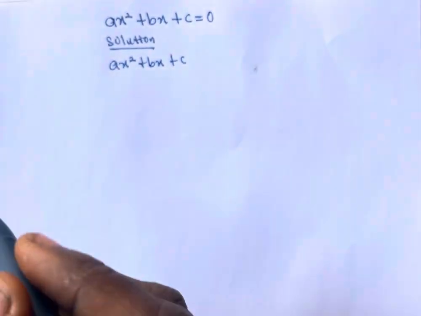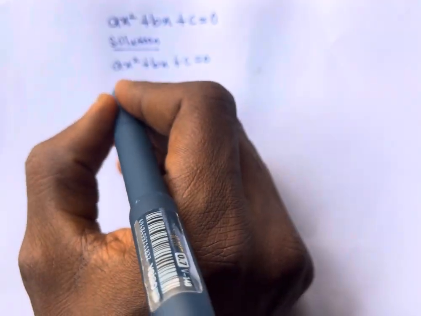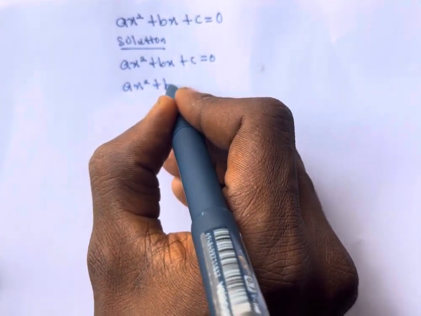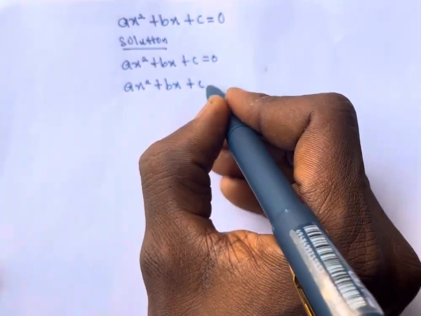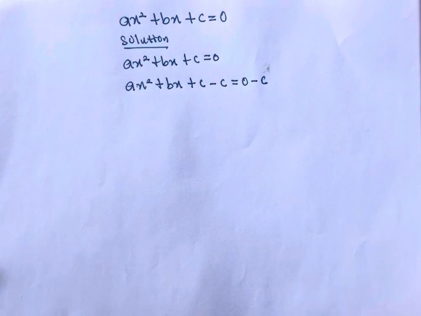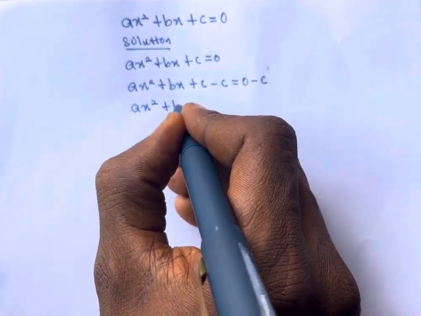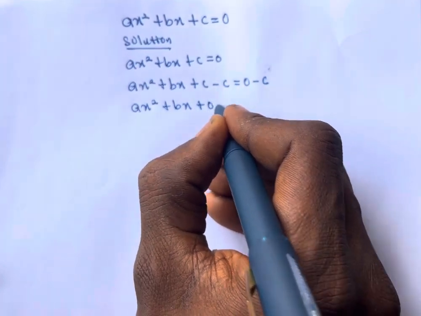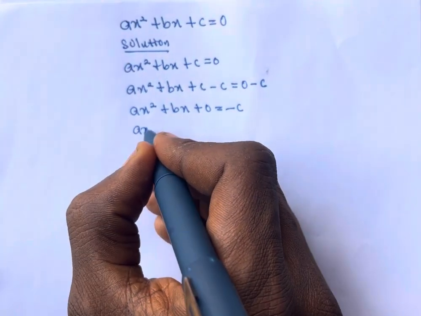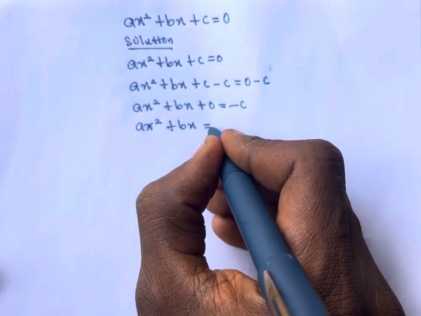And we have to subtract c from both sides. We have ax squared plus bx plus c minus c, then we subtract c from this side as well. Then we have ax squared plus bx plus 0 is equal to minus c. We have ax squared plus bx is equal to minus c.